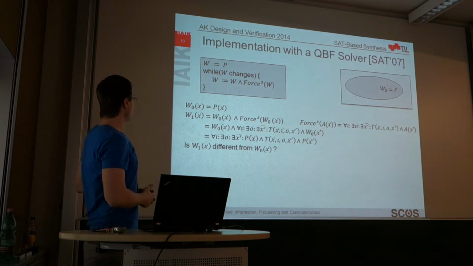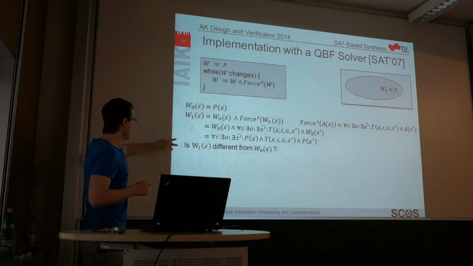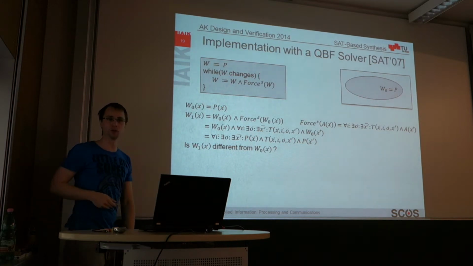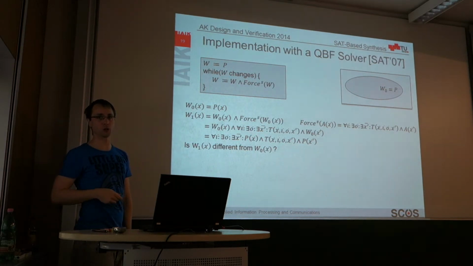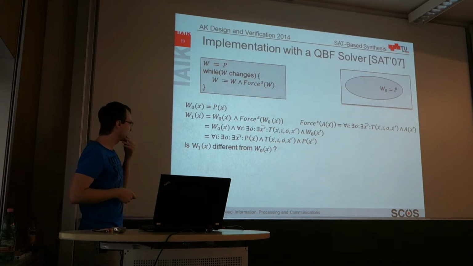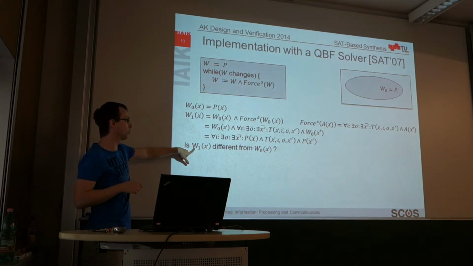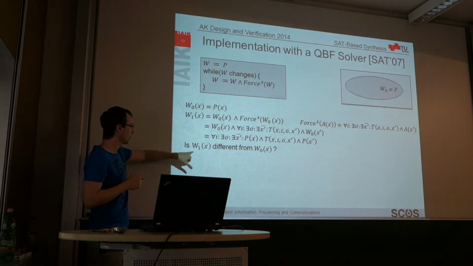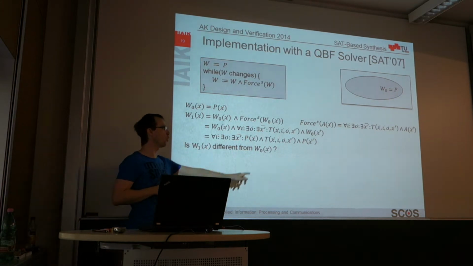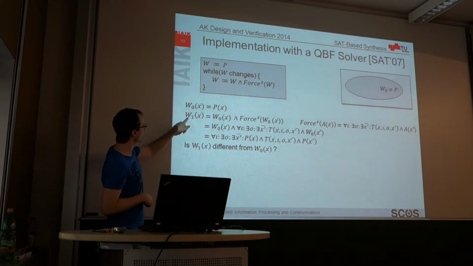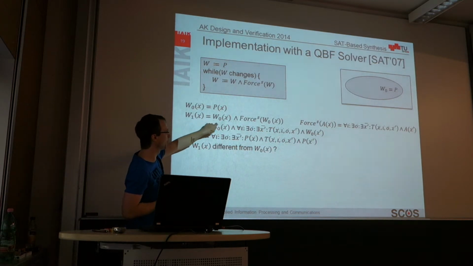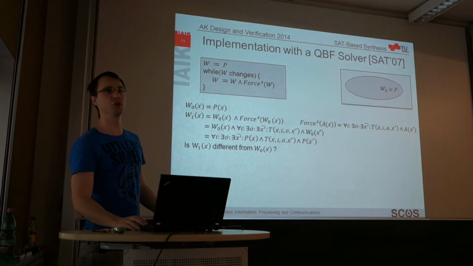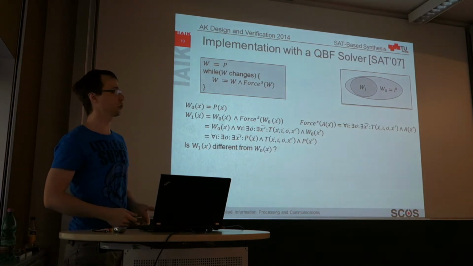The next step is now difficult. Next, our algorithm says we need to check whether W changed from one iteration to the next iteration. So we need to somehow check whether W1 is different from W0. Of course, W1 can only be smaller than W0 because we computed W1 as W0 and something. But the question is whether it is really smaller or whether it is actually the same.